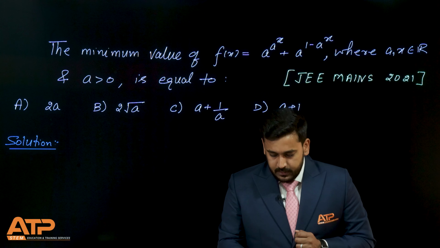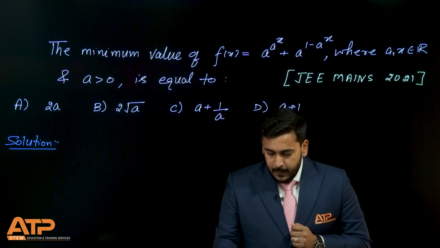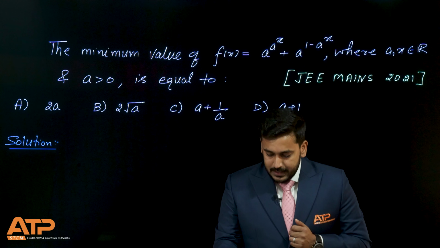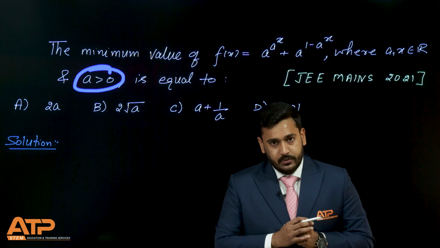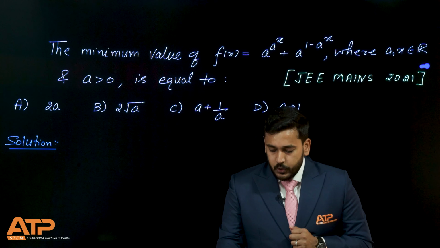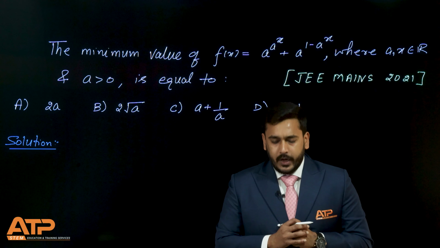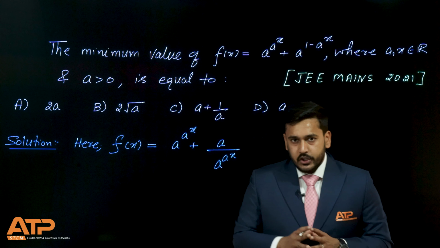So the next question is: the minimum value of f(x) equal to a to the power ax plus a to the power 1 minus ax, where x belongs to real and a is positive. Then what is the minimum value of this function? This is a Mains 2021 problem. Let's look at the solution using the A.M and G.M relation.